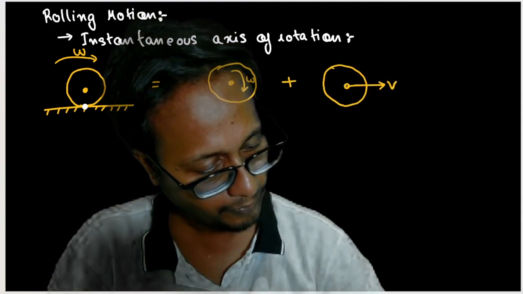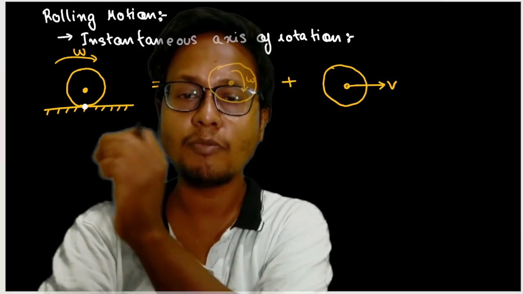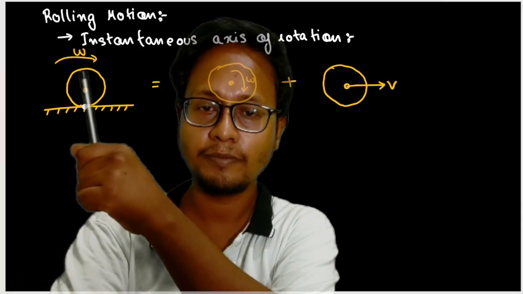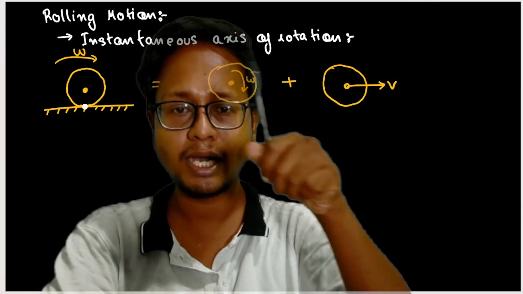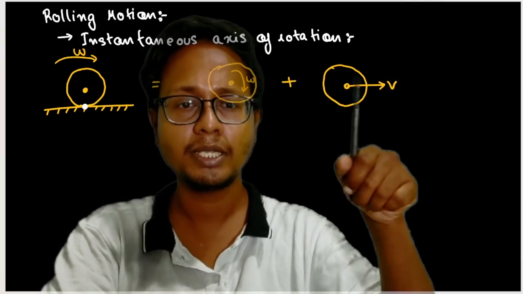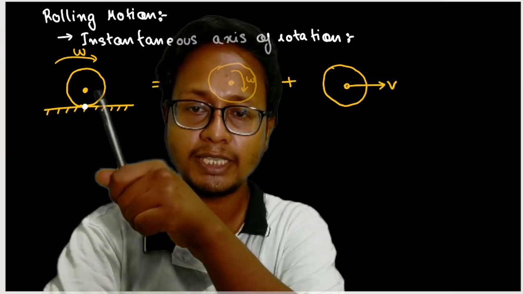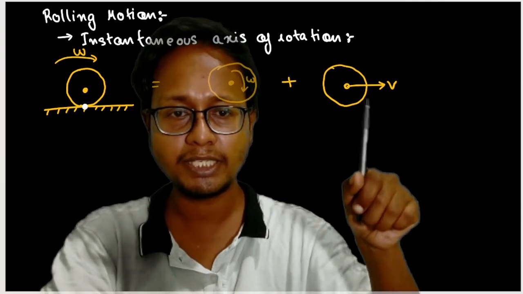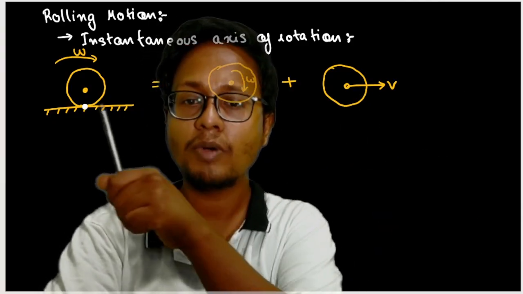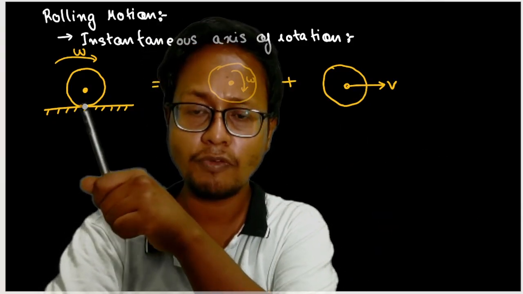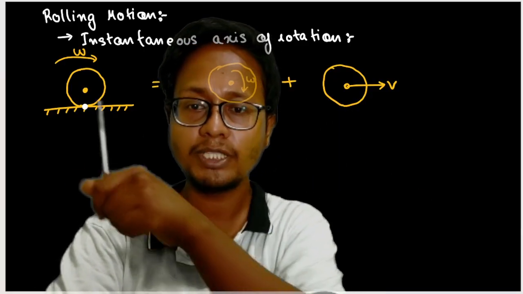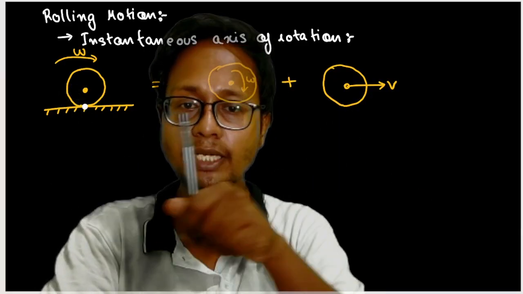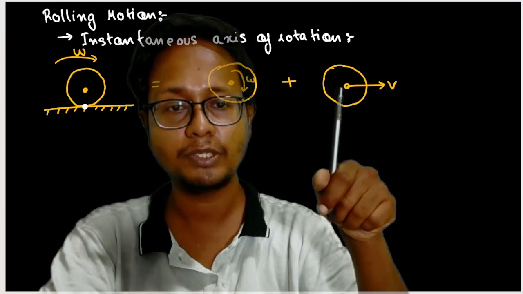Now, if someone asks me what is the velocity at the topmost point, the velocity at the topmost point as observed by someone on the ground is omega r, the velocity due to rotational motion, plus v. What is the velocity at this point? It is omega r in the downward direction plus v in the rightward direction. What is the velocity at the point of contact with the ground? It is omega r towards left and v towards right. What is the velocity at this point? It is omega r towards top and v towards right.